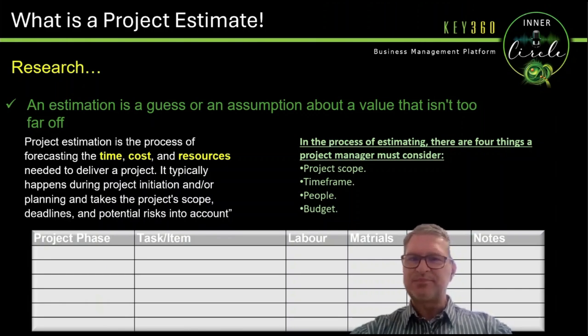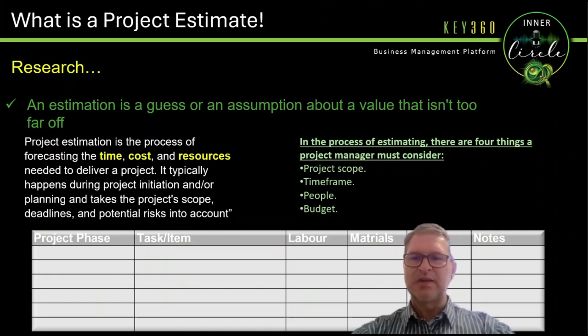Now, the next thing that I read was, it says a project estimate is the process of forecasting the time, cost, and resources needed to deliver a project. Now, most of the time when we think about an estimate, we think about the costs mostly. But while we think about costs, we do consider time and resources as well. And there's even other things that we like, risks.